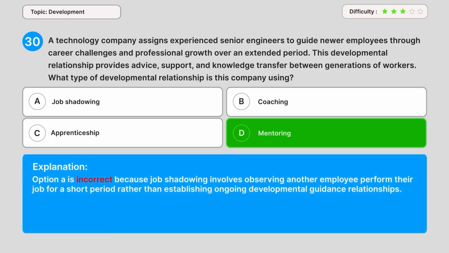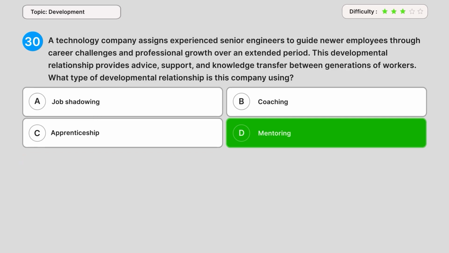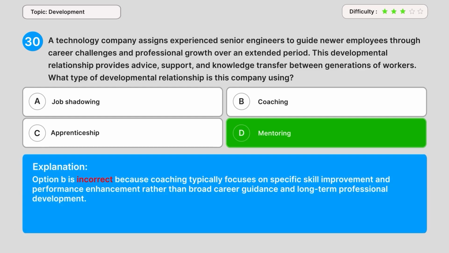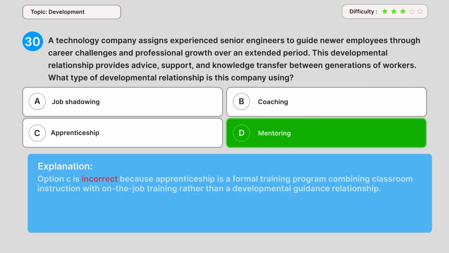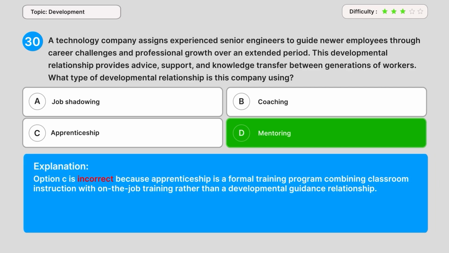Option A is incorrect because job shadowing involves observing another employee perform their job for a short period rather than establishing ongoing developmental guidance relationships. Option B is incorrect because coaching typically focuses on specific skill improvement and performance enhancement rather than broad career guidance and long-term professional development. Option C is incorrect because apprenticeship is a formal training program combining classroom instruction with on-the-job training rather than a developmental guidance relationship.